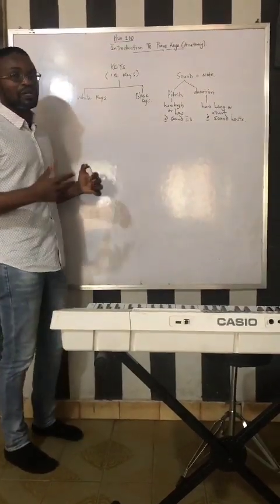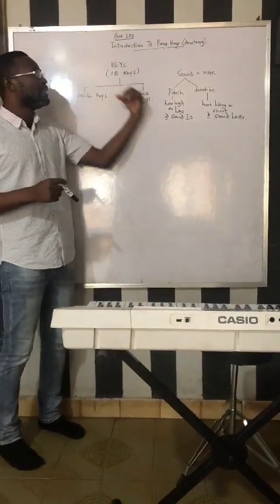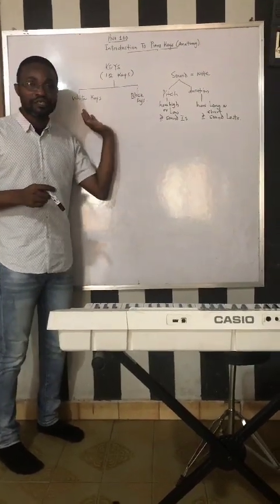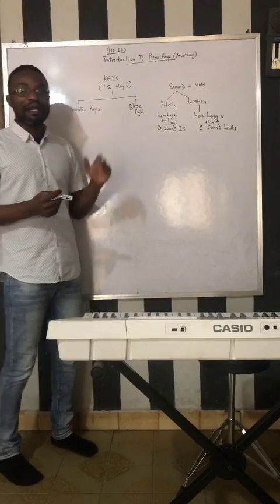All right. After all, like we've mentioned earlier on, keys produce sound. So we have these two classifications of keys on the keyboard: white keys and black keys.